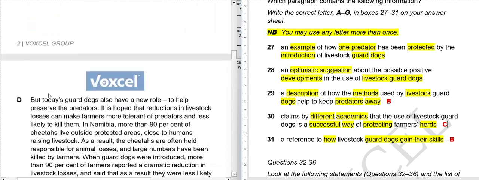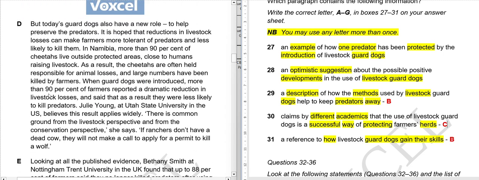Okay, now we'll read the next paragraph. D. But today's guard dogs also have a new role: to help preserve the predators. So now they are saying that guard dogs have to save the predators. So here I think 27 may have its answer in this, but we haven't read an example of one predator until now. Let's see if there is an example given.